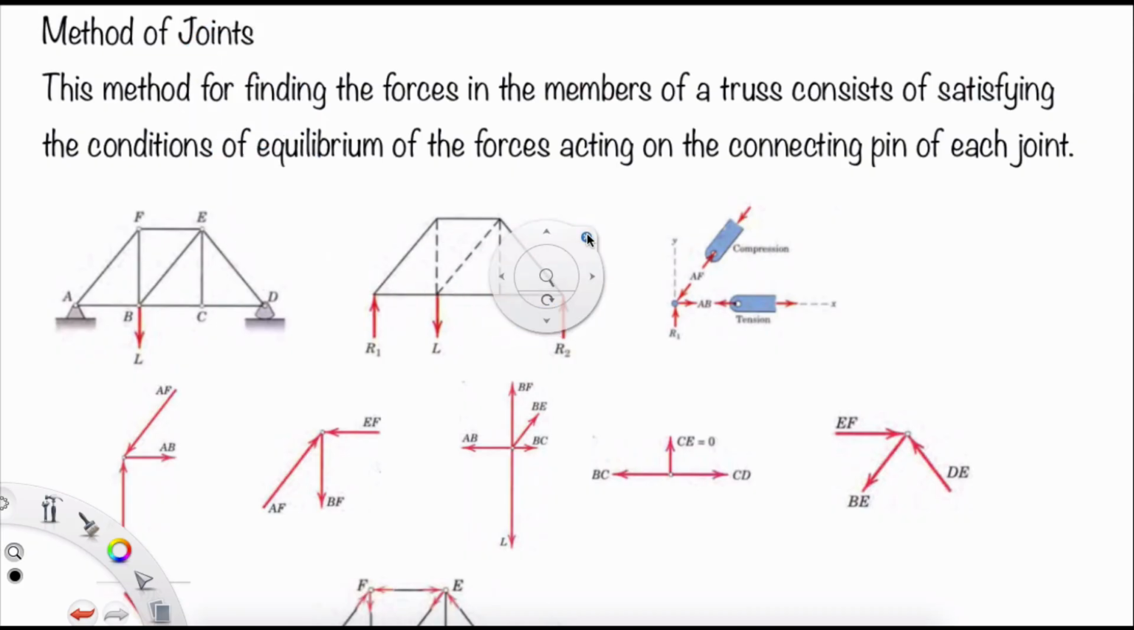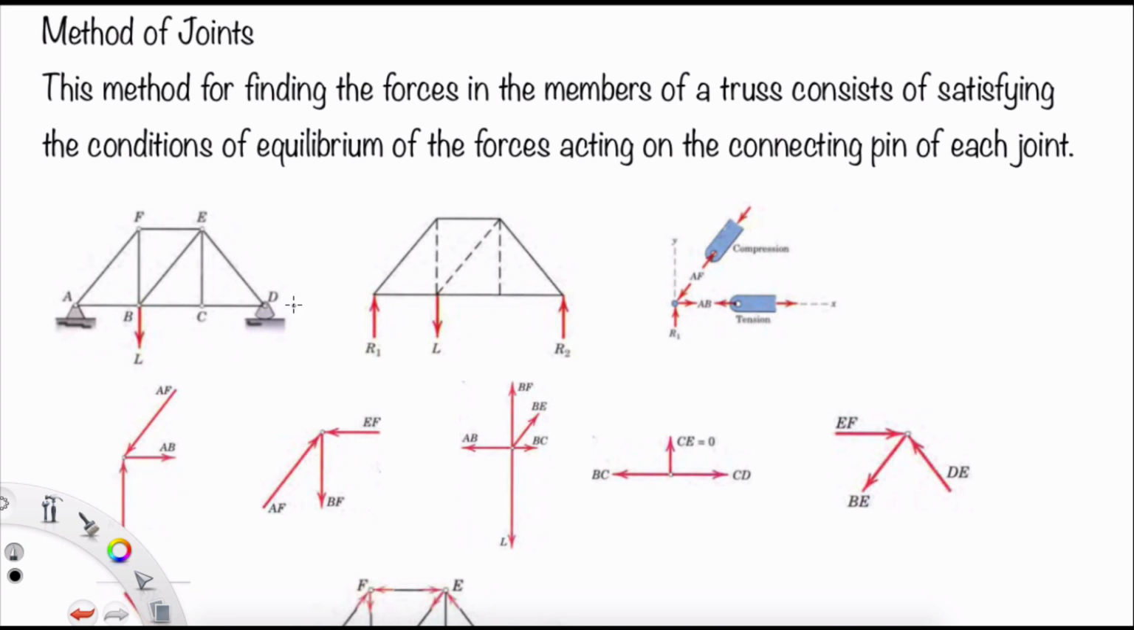And now we are coming to the method of joints. This method for finding the forces in the members of a truss consists of satisfying the conditions of equilibrium of the forces acting on the connecting pin of each joint. Before we start the method of joints, we have to understand truss connections and supports. Please remember in the previous chapter, we learned about this. It is the support.